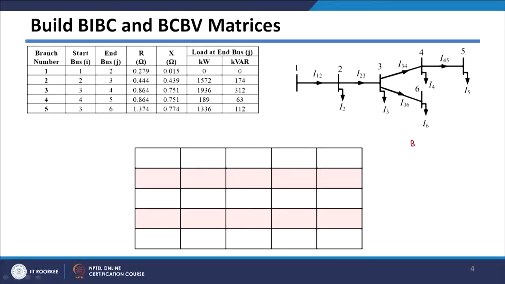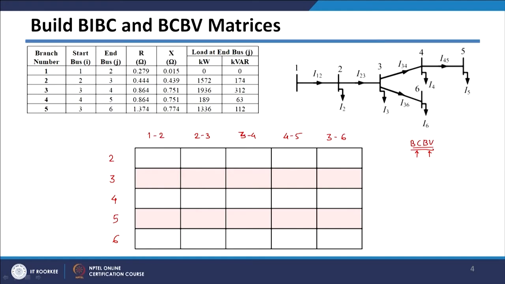Now let us see how we can build your BCBV matrix. So we have seen that your BCBV matrix converts your branch currents to your bus voltages. So here therefore we need to write bus voltages. So bus number 2, bus number 3, bus number 4, 5 and 6, and here there should be branches. So it is actually 1 2, 2 3, 3 4, 4 5 and 3 6.